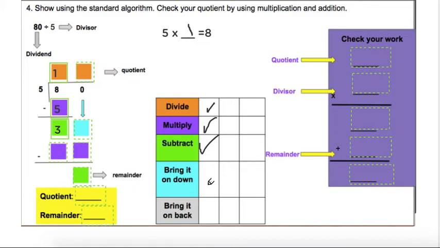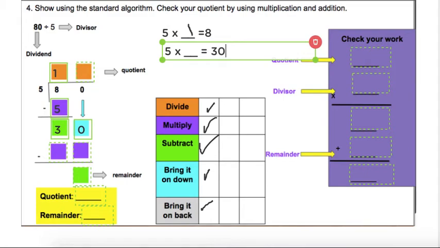Bring it on down. What number am I going to bring down? Good, 0. Check it off. And bring it on back means I'm starting from the beginning. Divide, multiply, and subtract. Bring it on down and bring it on back. Divide. 5 goes into 30. In other words, 5 times blank gets me as close as I can to 30.